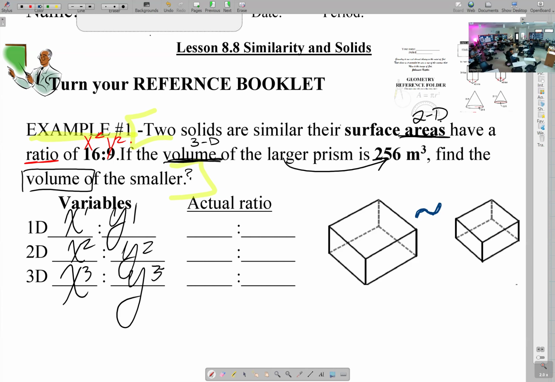You are given the 2D ratio, 6 to 9. What I'd like you to do is backtrack. What would the first degree ratio have to be? Then take that information and kick it forward to the third degree. Backtrack.